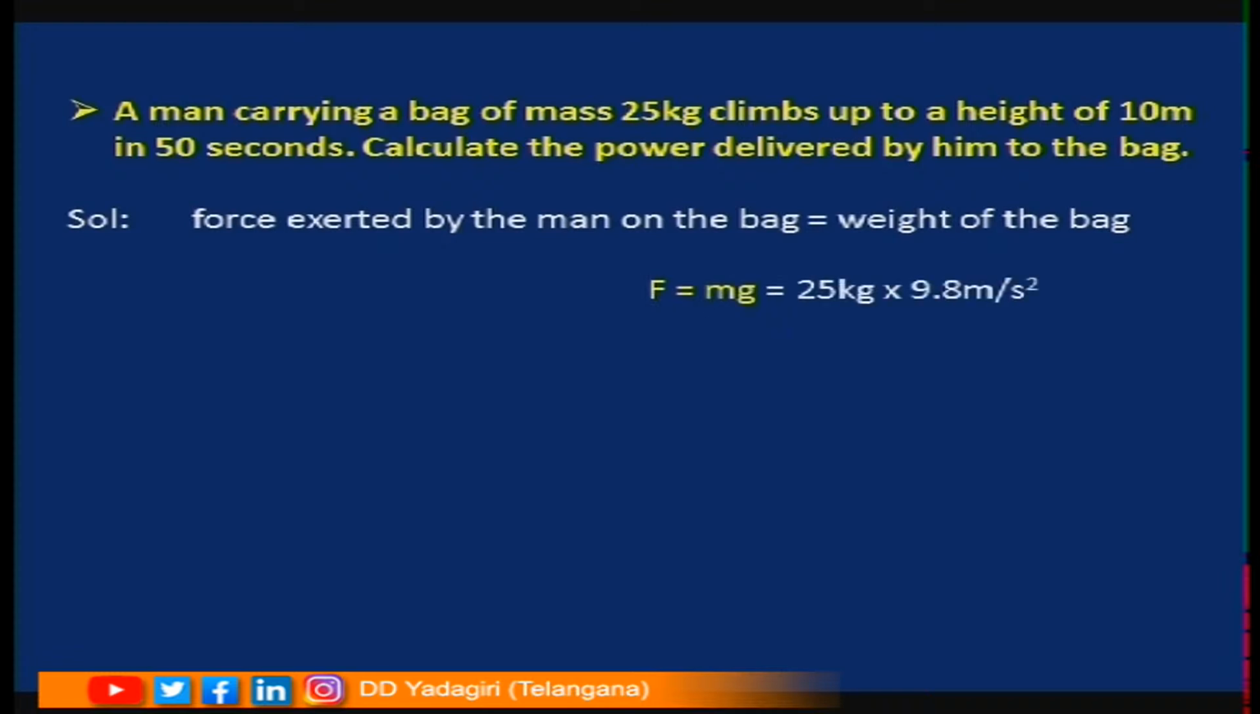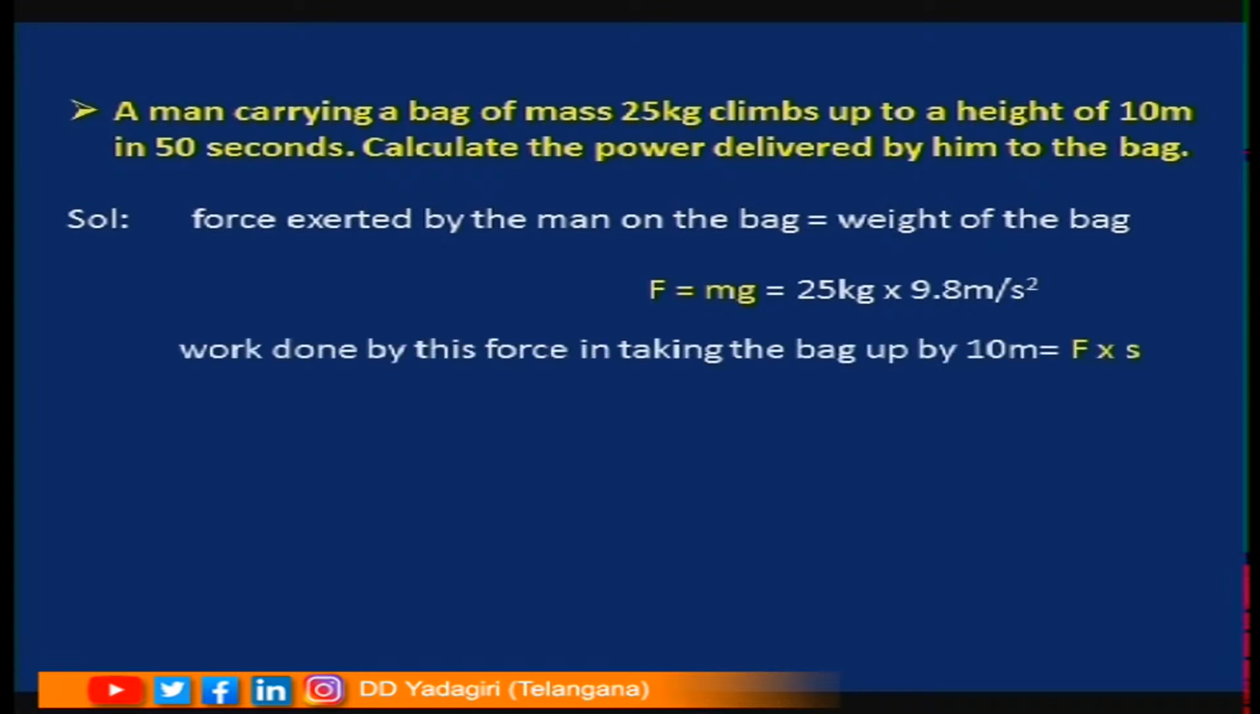We have the formula for the weight, that is F equal to mg. Substitute the values of mass and g, that is acceleration due to gravity. We know the acceleration due to gravity, children, that is g equal to 9.8 meter per second square. Substitute these values in this equation. You will get the work done by this force in taking the bag up by 10 meters, which is equal to force into displacement. What is force? That is 25 into 9.8.